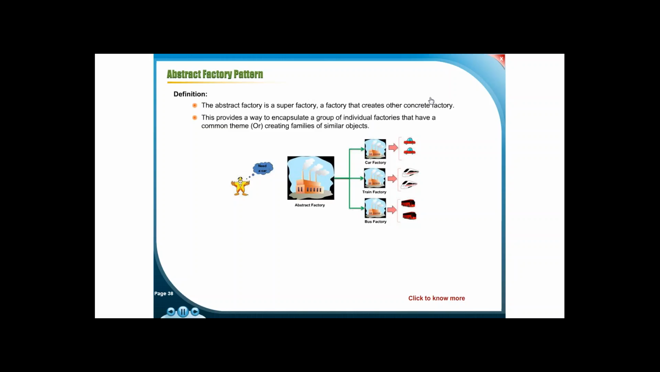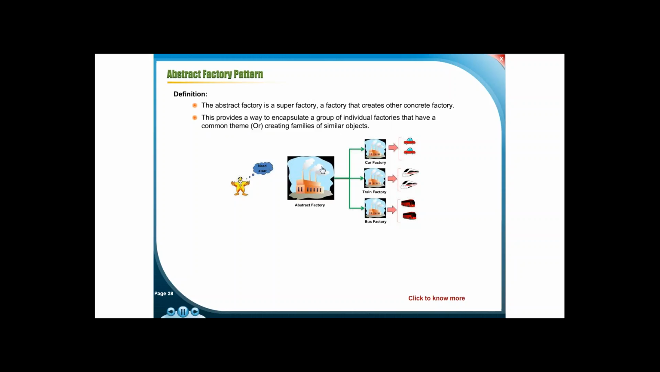So here you can see these are the actual objects: car objects, train objects, bus objects. There is a separate car factory which produces car objects, train factory which produces train objects, bus factory which produces bus objects. Got it? These are concrete implementations of the factories. And we have an abstract factory here. This provides a way to encapsulate a group of individual factories that have a common theme, for creating families of similar objects.